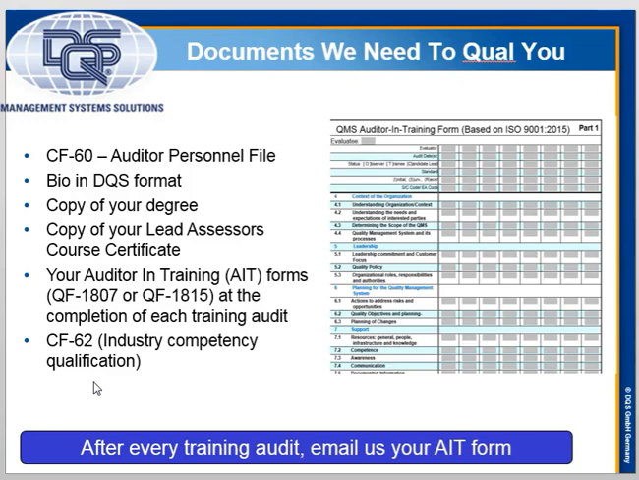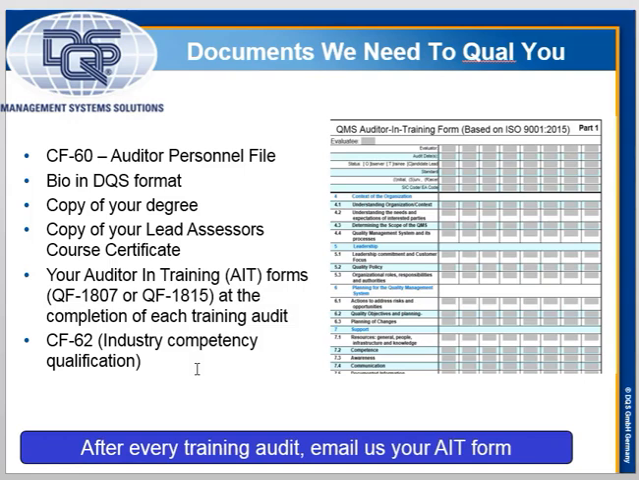We will provide you all of these forms. We will help you fill them out. We will be of assistance to you, especially in filling out the CF62. When you go on an audit, we'll be providing you this form, although you can get it yourself. It's either QF 1807 for QMS or QF 1815 for a program specific like EMS. You will take that form with you on every audit, and at the end of every audit, the lead assessor or whoever you're with will be evaluating you with either a meets requirement or needs improvement, and they'll fill out a little write-up on how you did. That form is super important to your training.